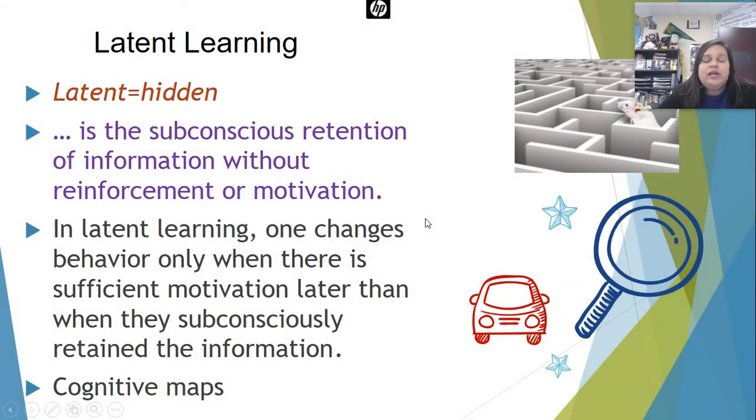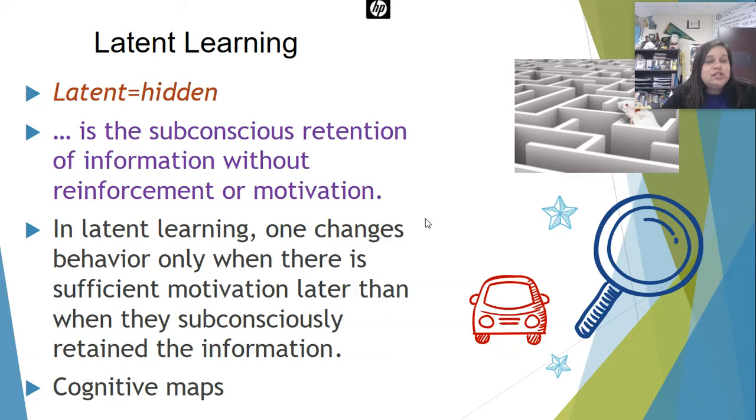Another type of learning that we all do is latent learning. We've heard this term latent previously when we talked about the latent meaning of dreams. Latent is hidden. So latent learning is unconscious or subconscious learning that we do that we don't realize, because we're not doing it for a reward. We're not doing it for motivation. It's just something that we've picked up on in our environment.